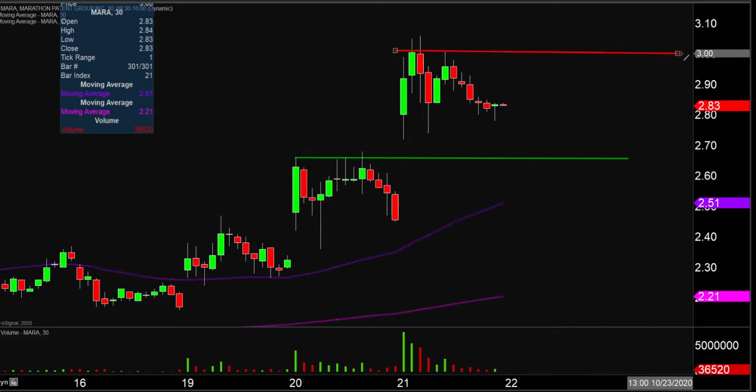As far as areas of resistance are concerned, big battleground now to watch moving forward, right up there at that round number of $3. Several times the price has gotten up around that area, but each and every time it was like the momentum just disappeared. So that'll be the main hurdle to watch going forward. But all in all, higher highs and higher lows, and that's what matters most.